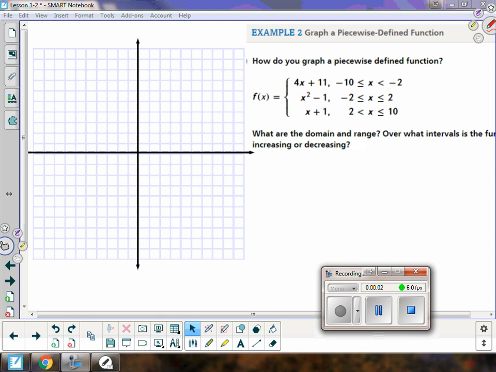We're on example 2, lesson 1-3. This is incorrect up there. So lesson 1-3, we're going to graph a piecewise defined function. And for you, this could be tough. All right, is this your first look at a piecewise function?